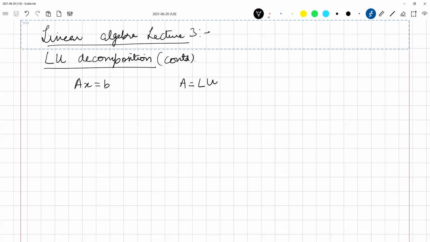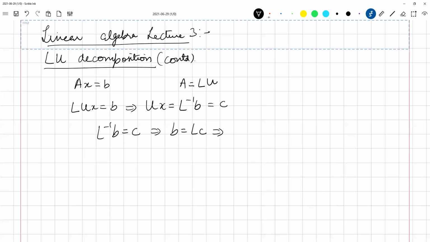So now let us see, if in this equation we replace this by B. We've already done this, but let me just review. So Ux is equal to L inverse B. Let us call that small c. So we have L inverse B is equal to small c. That means B is equal to LC, or in other words, LC is equal to B.